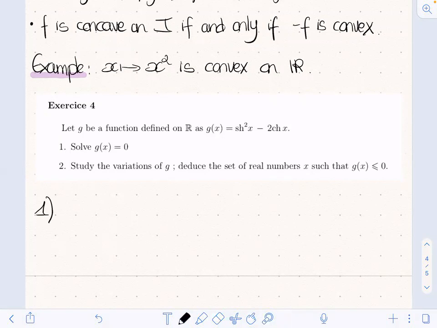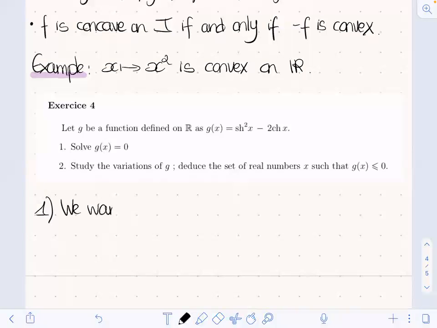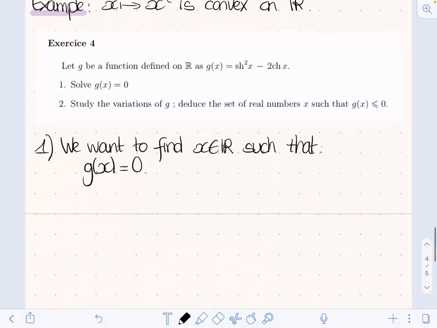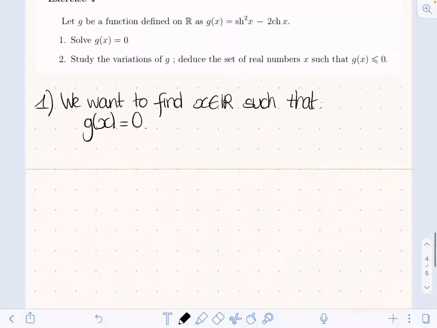So we want to find x in R such that g of x equal to 0. Okay, that's the sort of thing that we want to do in this question. Maybe we can write what it means for g of x to be equal to 0.